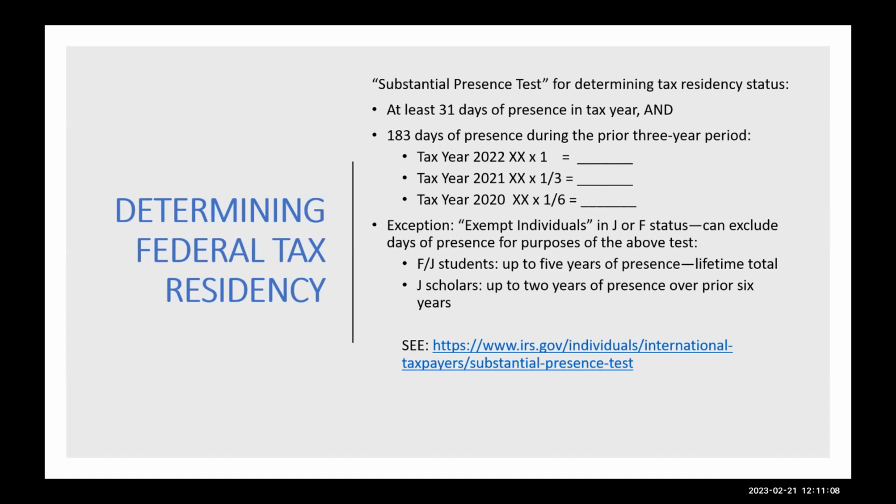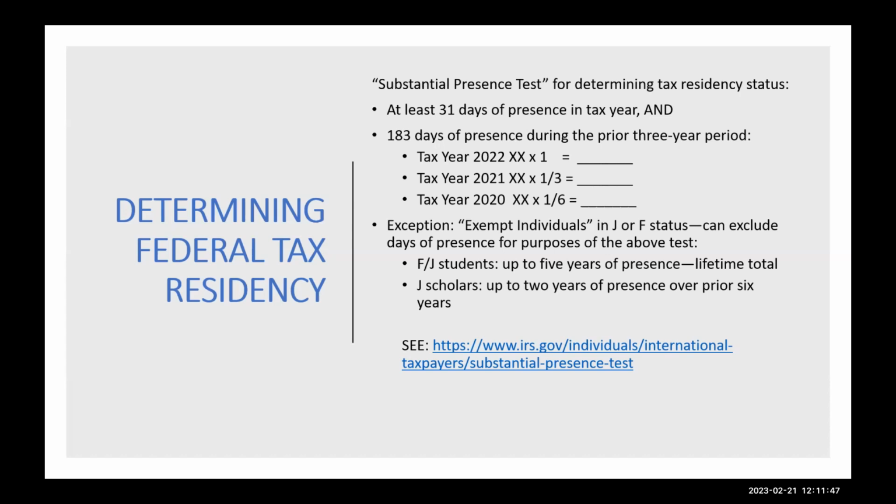Determining your tax residency is based on two things. The first thing I don't have here, it's called the green card test, but it's pretty obvious. If you have a green card, then you're a resident alien for tax purposes. If you don't have a green card, then you default to something called the substantial presence test. This is where our federal government asks you to identify how many days you've been in the country in your F or J status. Well, actually any status at this point.